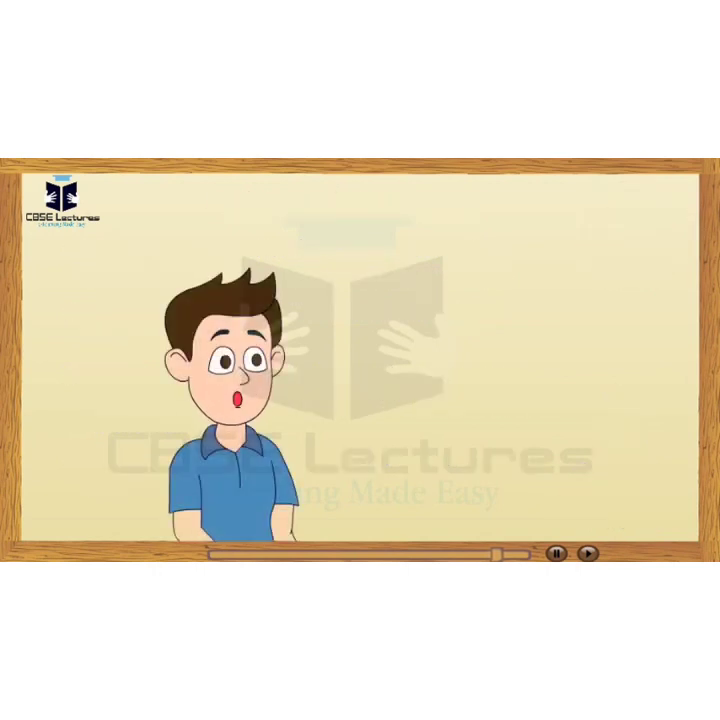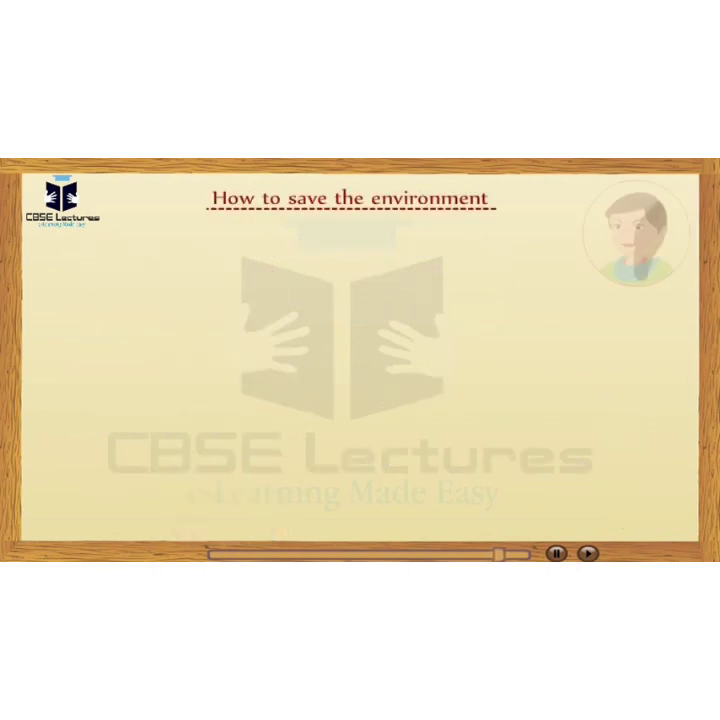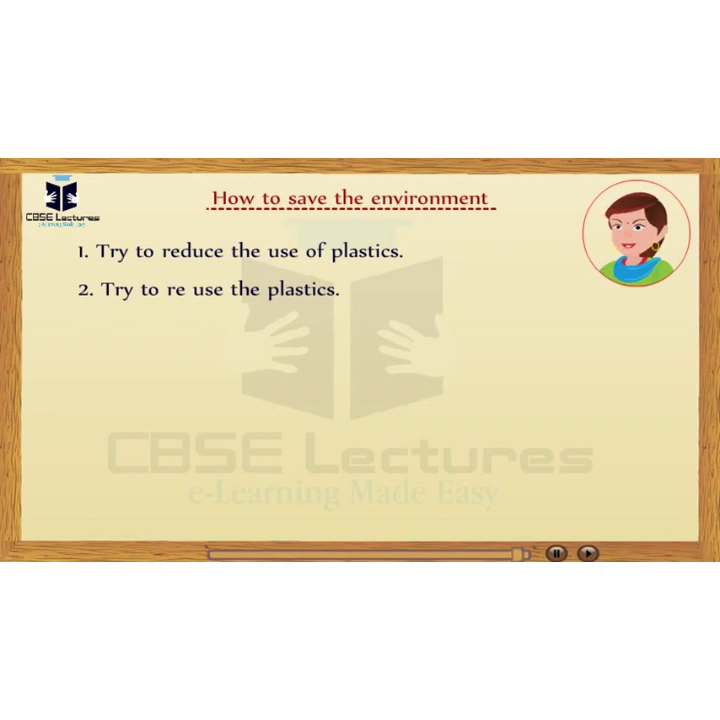Ma'am, how can we save our environment? We can take steps to reduce the use of plastics wherever possible by following the R's rule. Try to reduce the use of plastics. Use paper bags or cloth bags instead of polythene bags. Try to reuse the plastic, that is, by using the plastic containers which come with jam and pickle. Recycle the old plastic by sending it to the plastic industry.